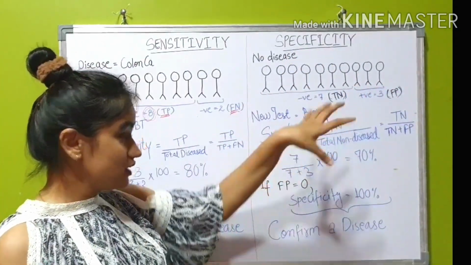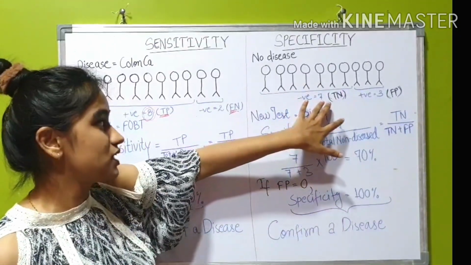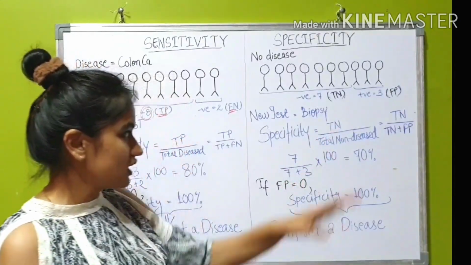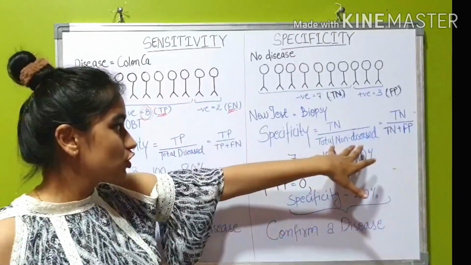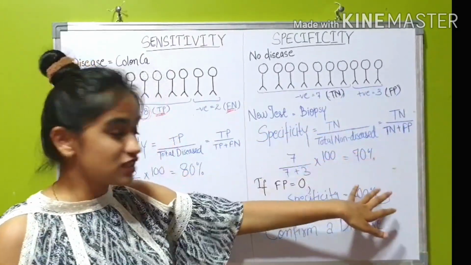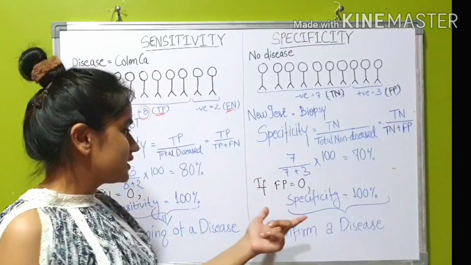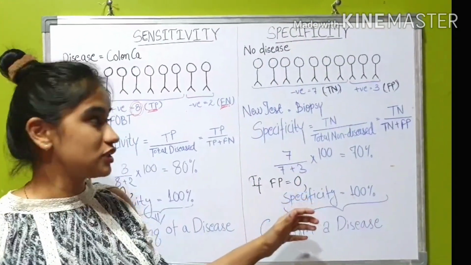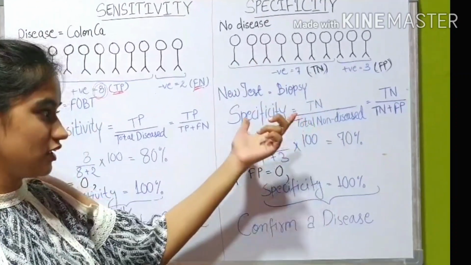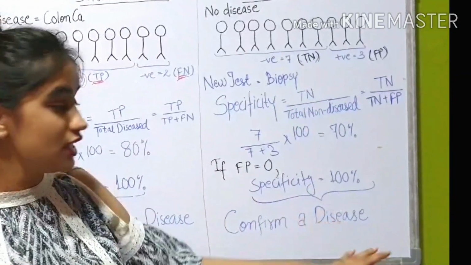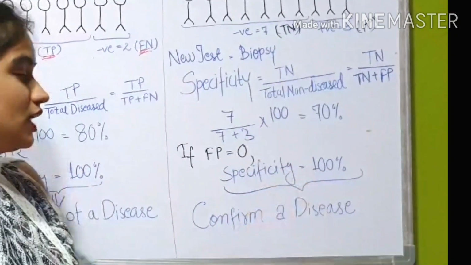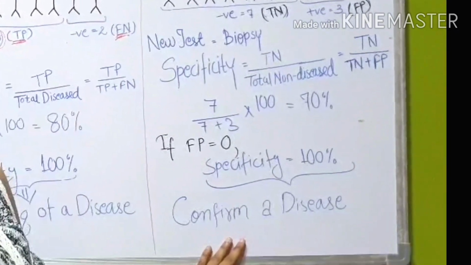Specificity in this case can be seen as 70%. How did we get the specificity over here? We divided true negative upon total non-disease. So total non-disease over here are true negatives plus false positive. That's 70% in our case. Let's say if a test gives 0 false positives, that means all of the people who were tested are truly negative. That means specificity in this case is 100%. Now, if a test is 100% specific, that's used to confirm a disease.